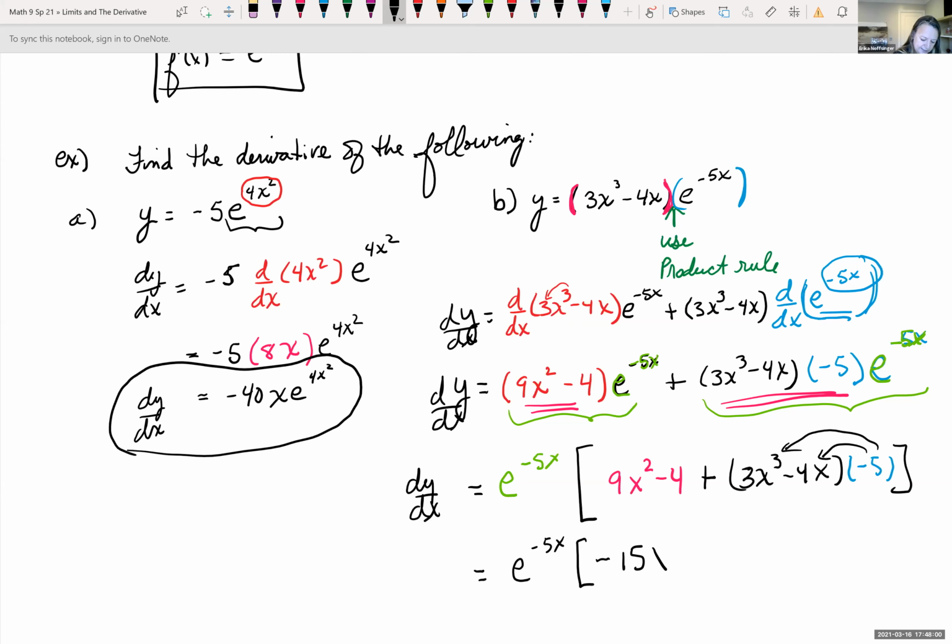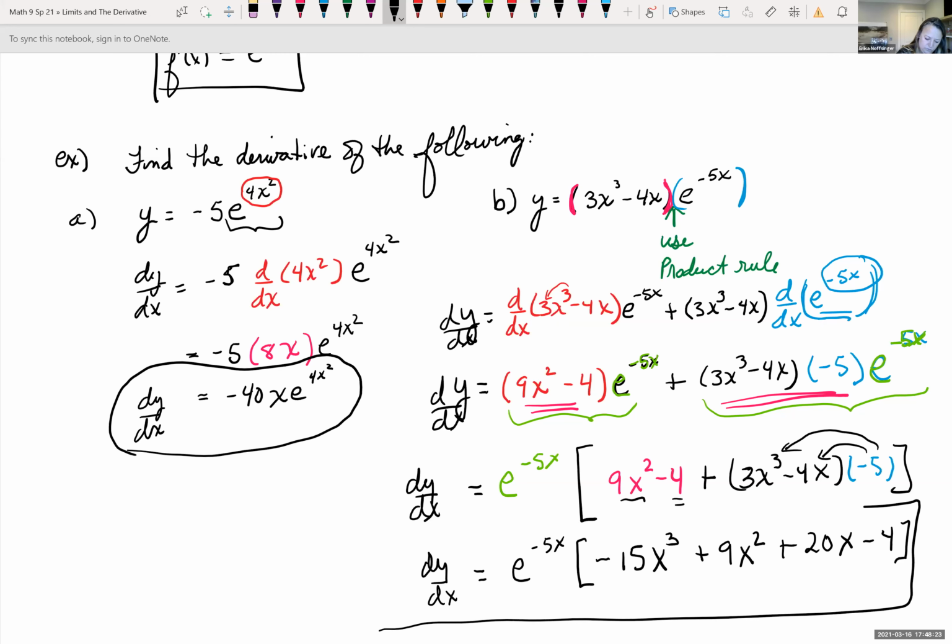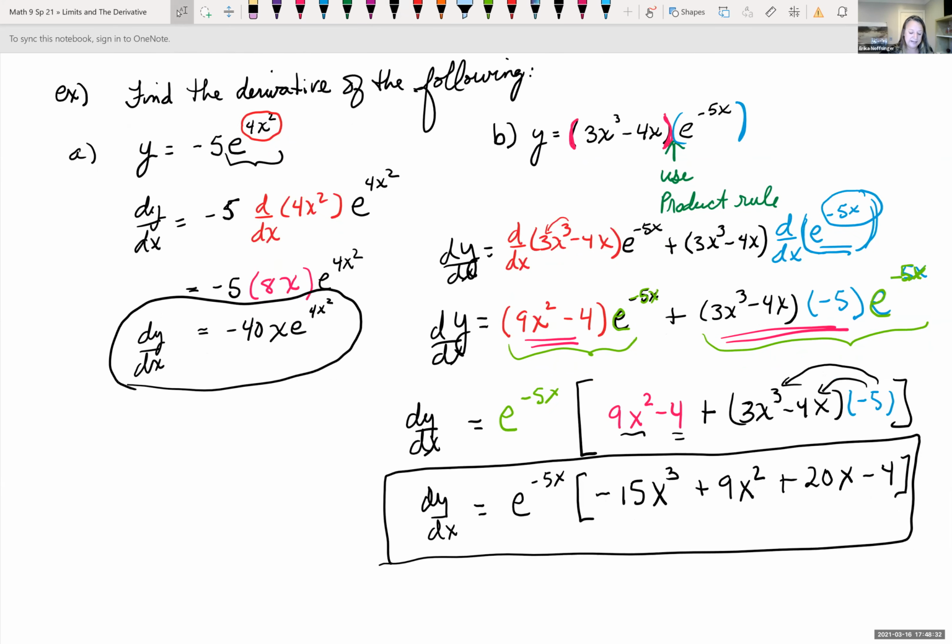So negative 15x cubed. Negative 5 times negative 4x, that's going to be a plus 20x. So let's just write down the plus 9x squared next, plus our 20x. And then we have this constant, minus 4. So we found that derivative, and we wrote it in a way that later on, when we need to find out when our function is equal to 0, we have it now factored somewhat, so we could set each factor equal to 0 and try to solve from there.